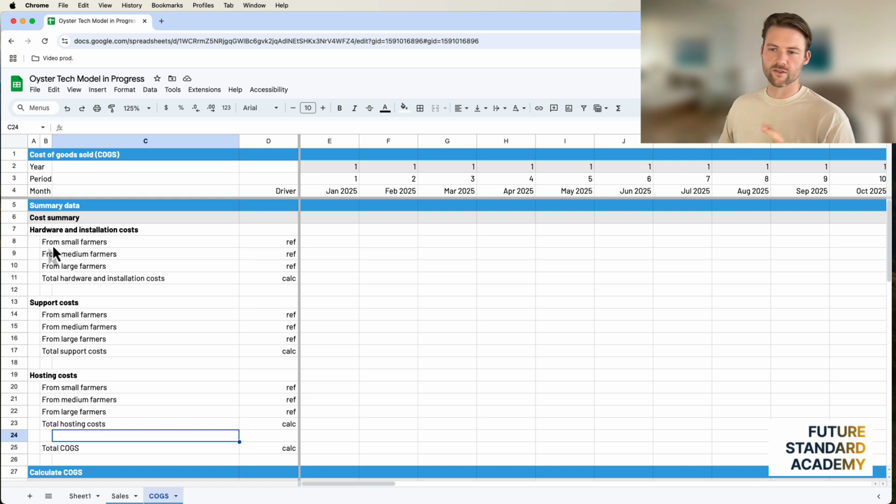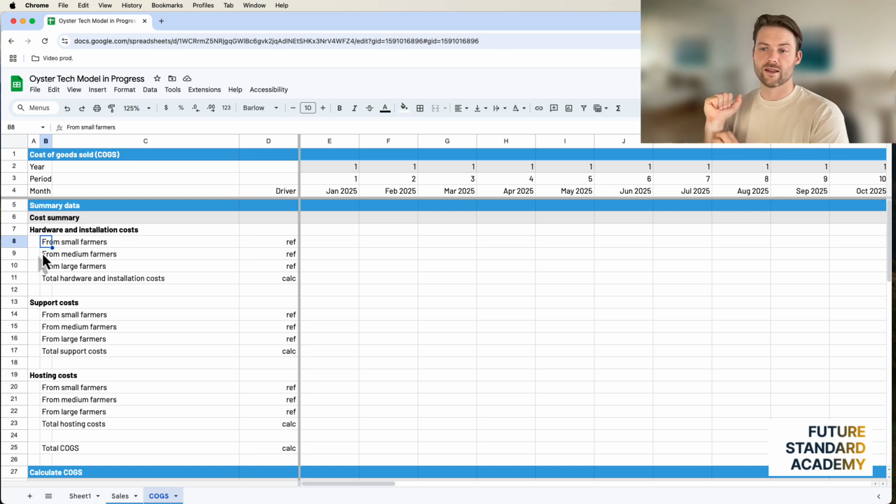If I wanted to, I could invert this again and say costs due to small farmers, costs due to medium, costs due to large. If I do this on a hardware, support, hosting cost basis, I can see the proportions of the costs relative to one another, so I can understand what my most important cost is going to be. And if it is, say, support, I know I want to focus on getting an agentic system to come in and reduce that cost to improve my margin the most, right?